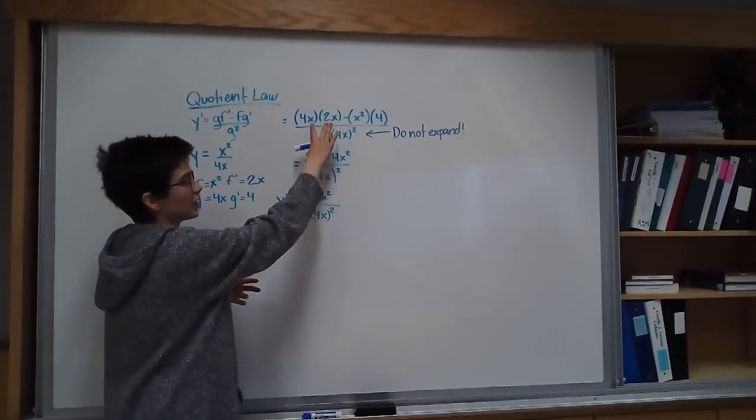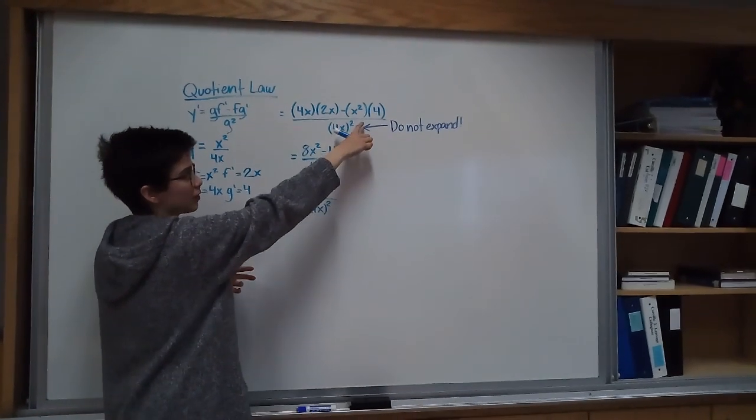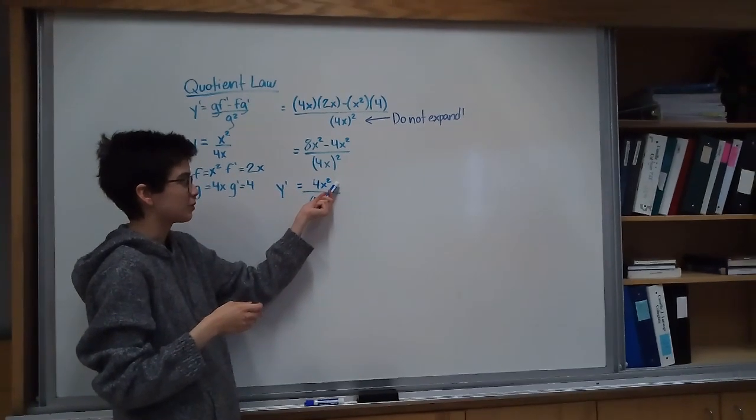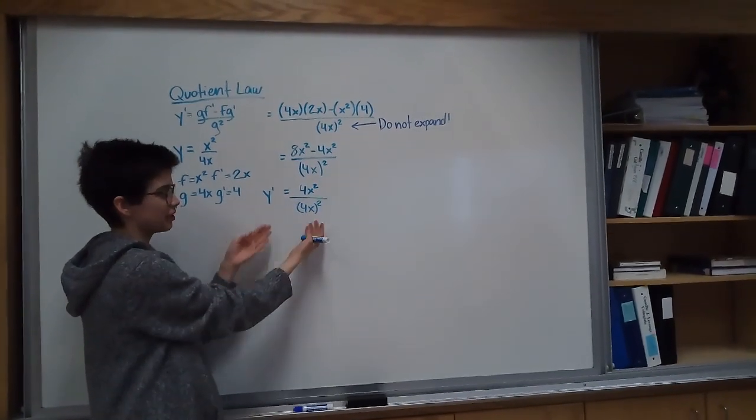So right away here, I just multiply these together to get 8x squared, multiply these to get negative 4x squared, and we were able to combine those into 4x squared, and then this is just the end of our question.